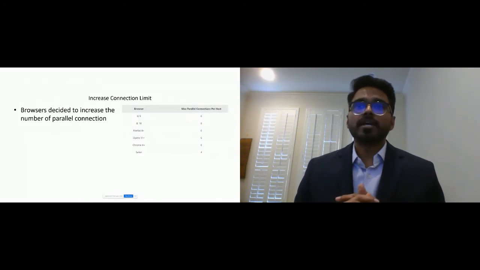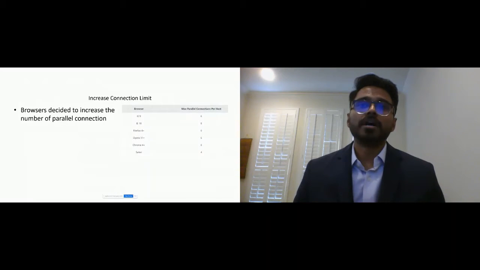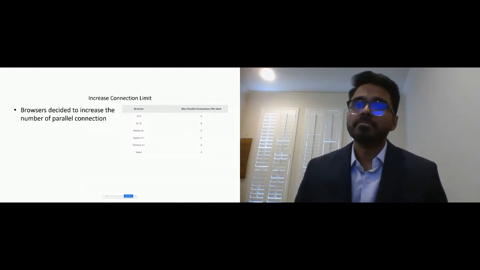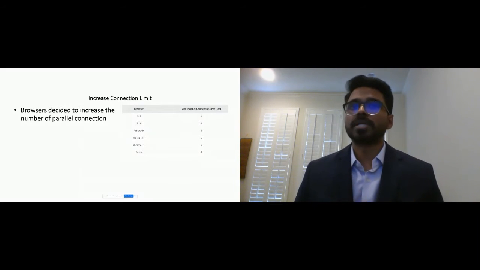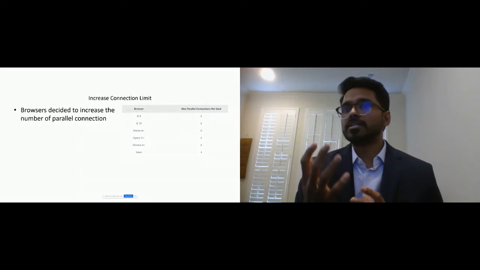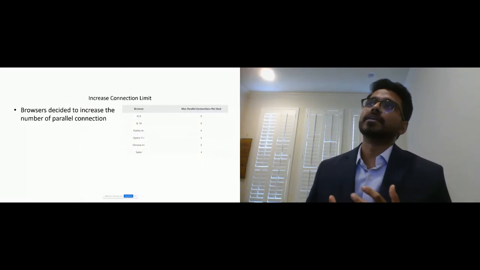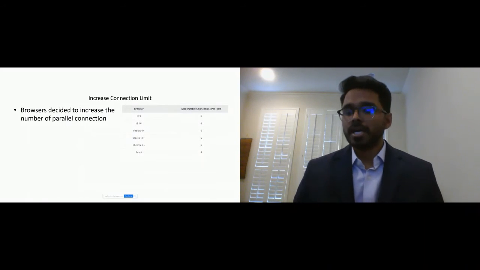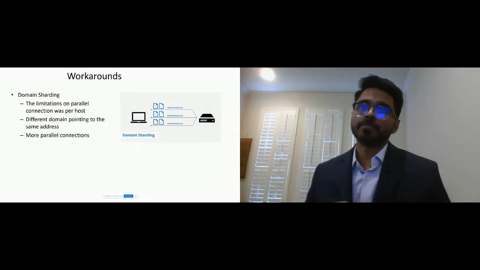So this is great. Now I can make multiple requests at the same time. And this will definitely improve the performance of my application. Okay, fantastic. But this is still not enough. If you're going to make 100 requests to load your application, this number of parallel connections still doesn't help you. So what people started doing was finding workarounds. One of the workarounds is domain sharding.